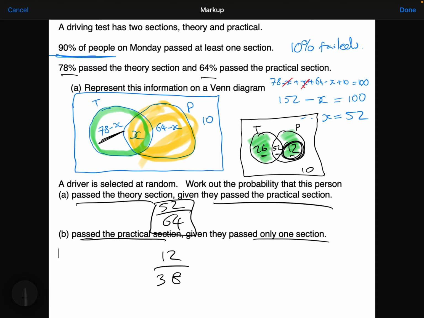So there is a 12 out of 38 chance that we pick somebody who passed the practical section, given that they passed only one section.